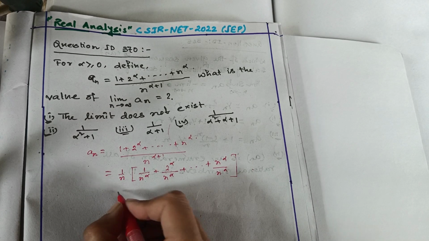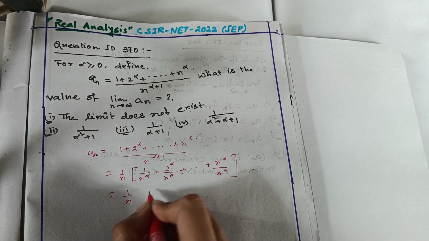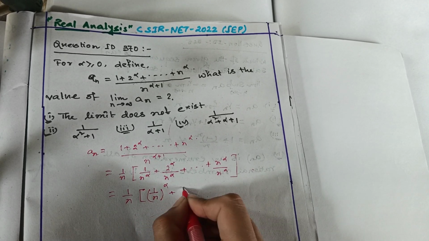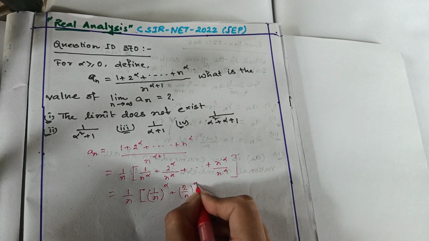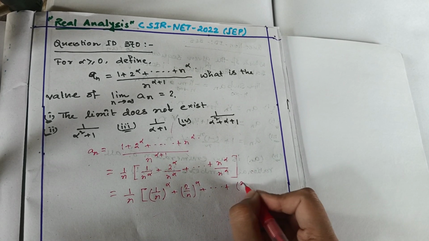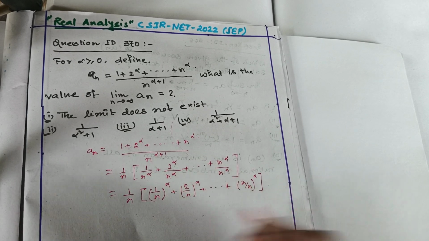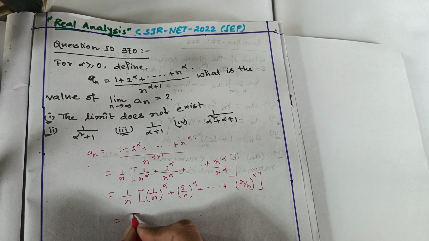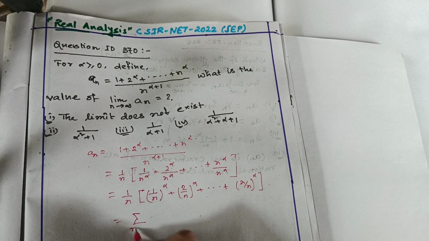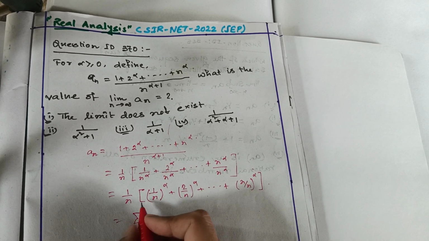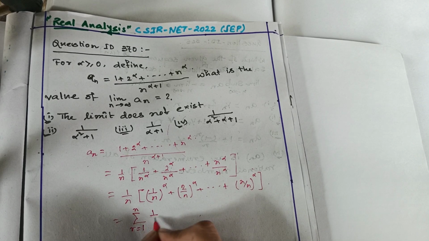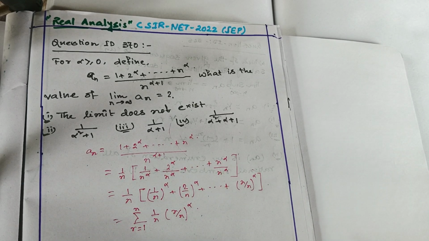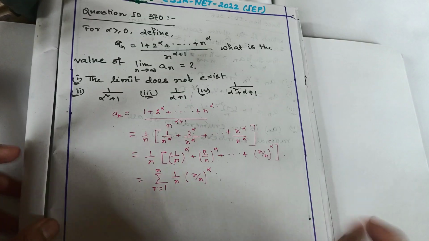Okay, this we can also write as 1 by n, to the power alpha plus 2 by n to the power alpha plus and so on, n by n whole to the power alpha. This is a sum, so we can also write it in summation form: summation of r equals 1 to n, 1 by n times r by n whole to the power alpha. Is it clear to everyone?